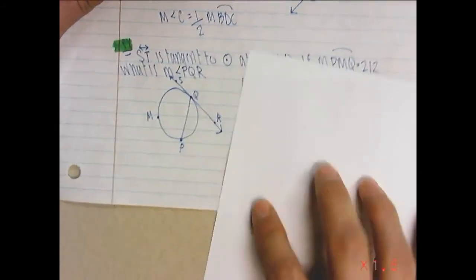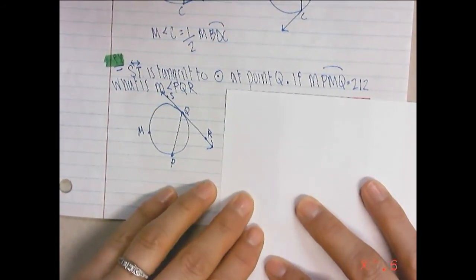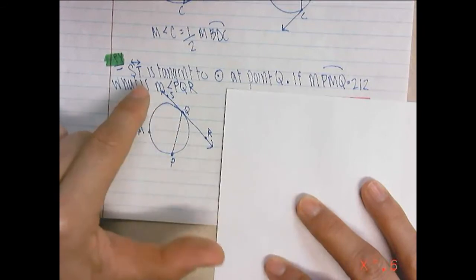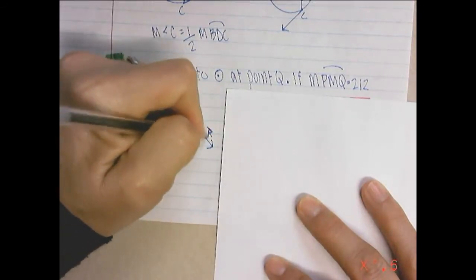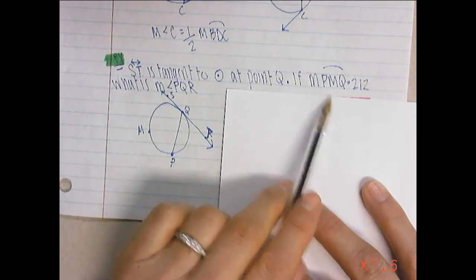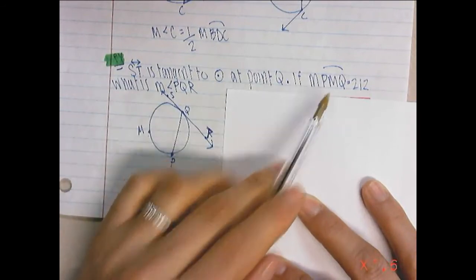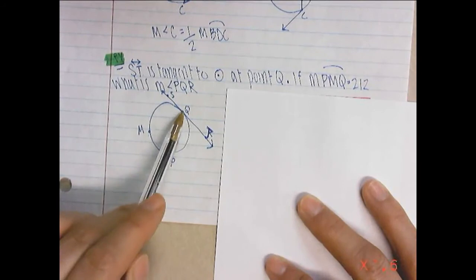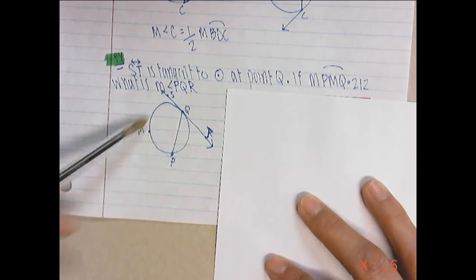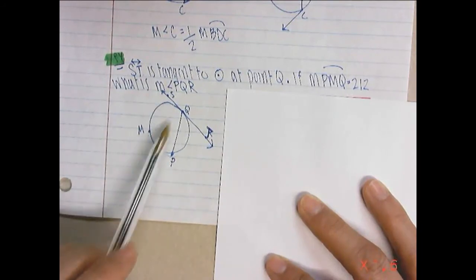This is an example I would like you to write down, and we'll go over it more in class on Thursday or Friday. Line ST is tangent to this circle at point Q. So here's ST, not sure why I wrote SR, at point Q. If the measure of arc PMQ, this whole arc right here, equals 212, what's the measure of angle PQR, this angle over here? If we know this arc PMQ is 212, what's the measure of this angle right here?